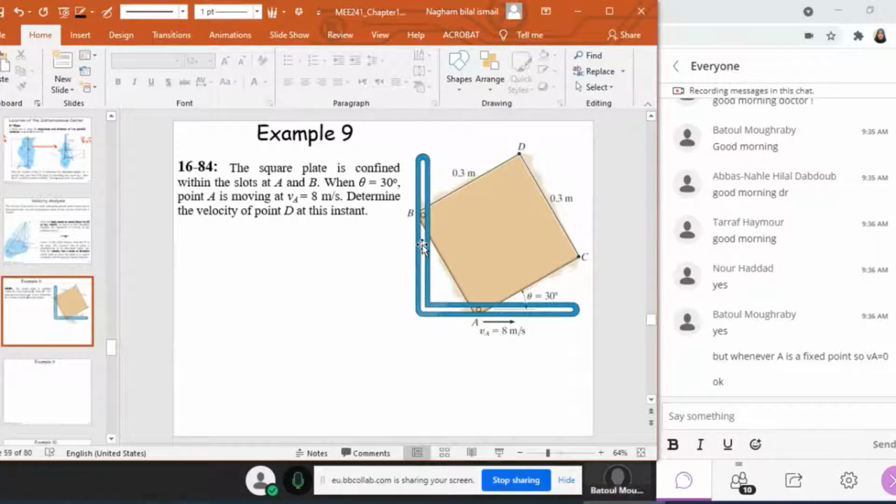All right? So guys, here I have a square plate that is confined within the slots at A and B, and this square plate is rotating, all right? So it's rotating with theta equal to 30 degrees.